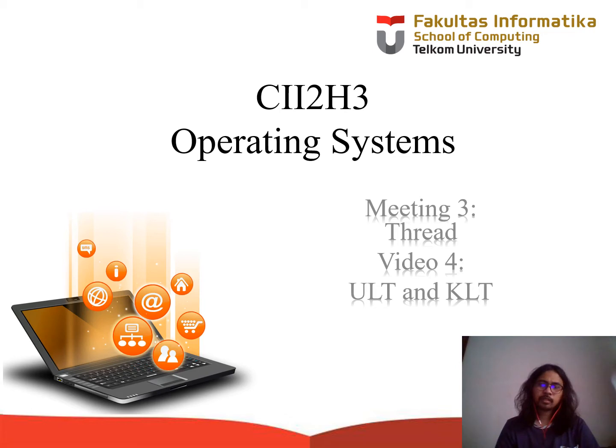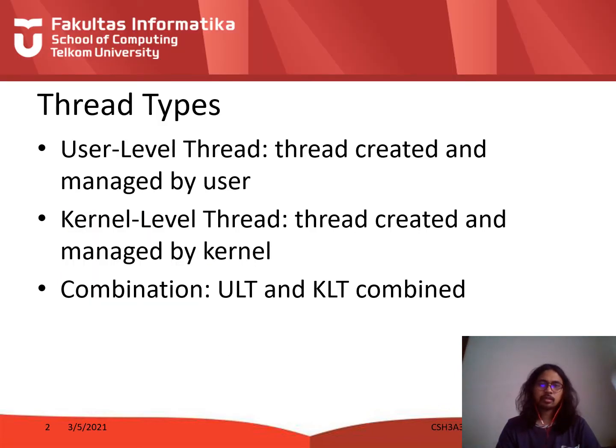In our fourth video, we will discuss ULT and KLT. Let's start our discussion. There are three types of threading. The first one is user level threading, where the thread is created and managed by the user. The second one is kernel level threading, where the thread is created and managed by the kernel. The third is a combination, in which a thread in a process can be ULT and KLT, both of them exist. So we'll see how the ULT and the KLT look like.